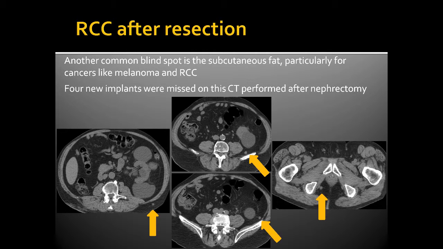Another common blind spot is subcutaneous fat, particularly for cancers like melanoma and renal cell carcinoma. 4 new implants were missed on this CT performed after nephrectomy. In the left flank subcutaneous fat on the left-sided image, in the left retroperitoneum in the middle images, and in the right ischiorectal fat on the right-sided image.